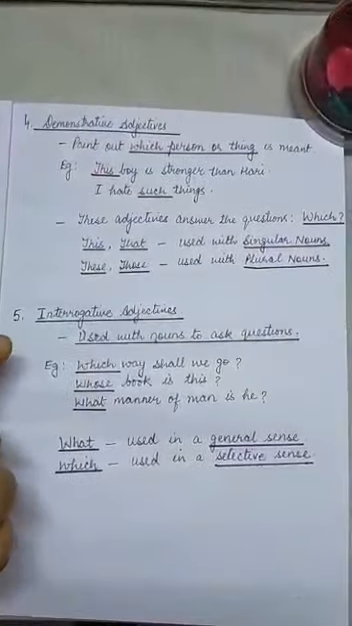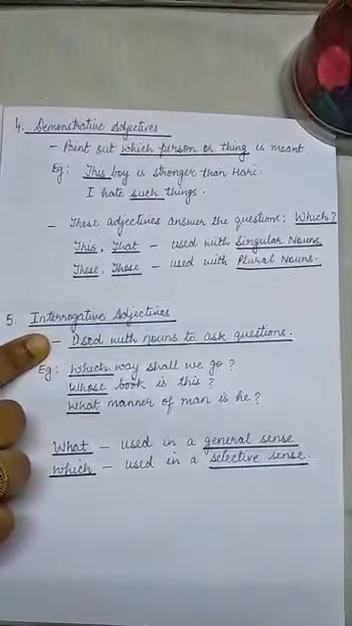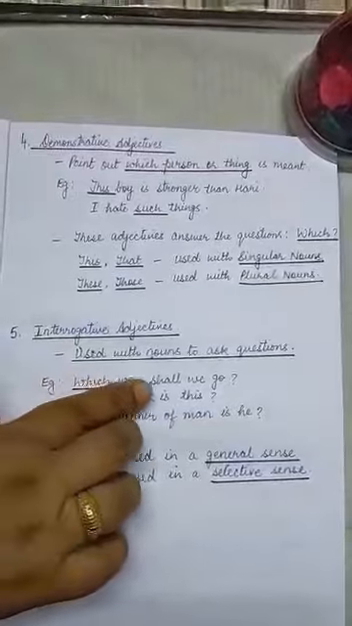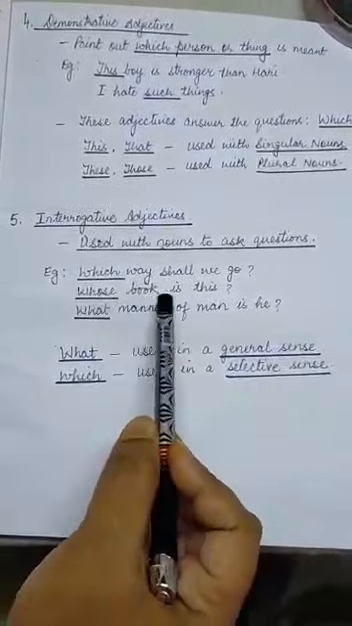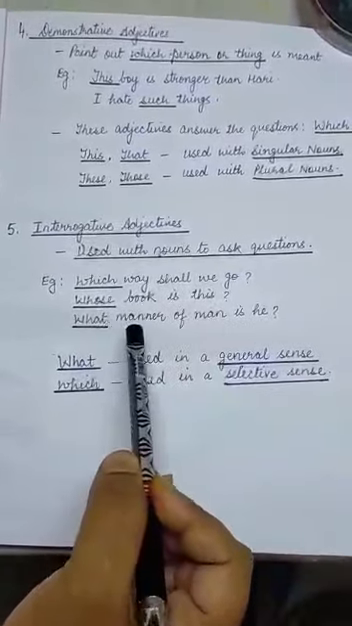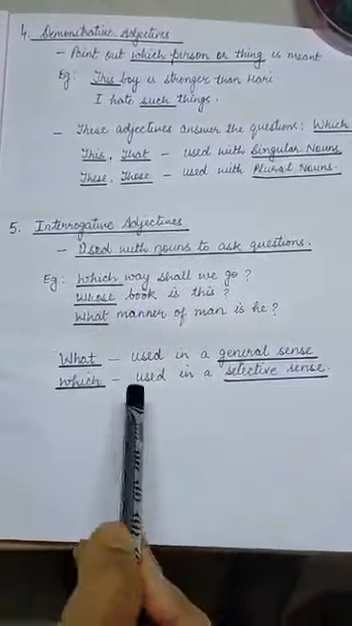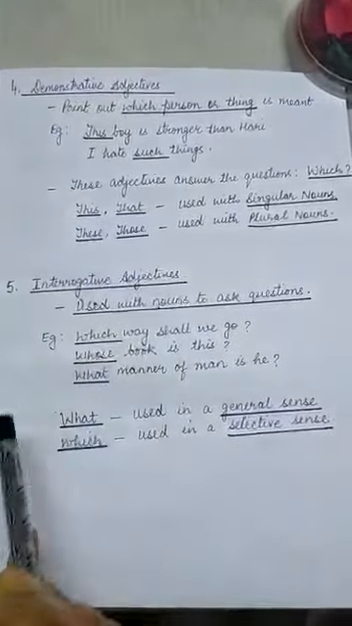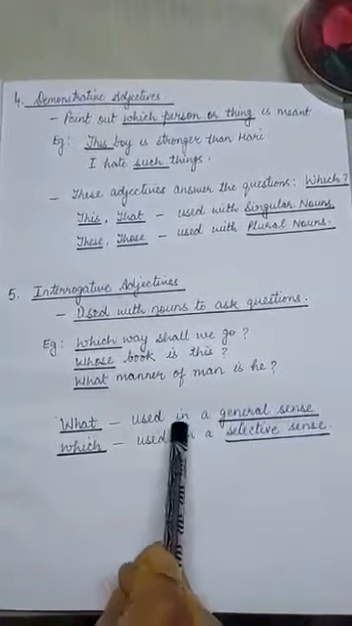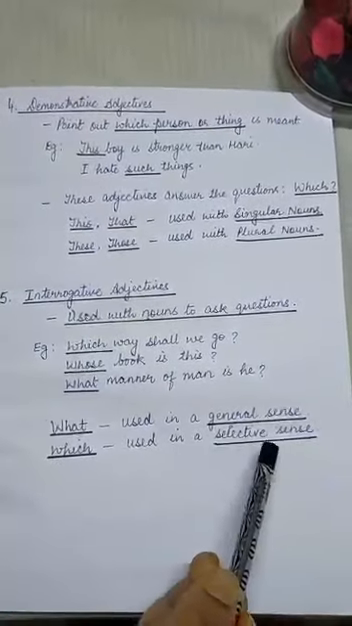The next kind of adjective is the interrogative adjective, and it is used with nouns to ask questions like: which way shall we go, whose book is this, what manner of man is he. So all are asking a question, and that is why they are called interrogative adjectives. What is used in a general sense and which is used in a selective sense.